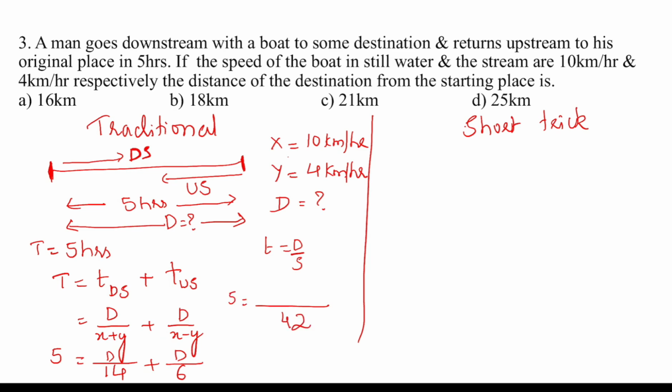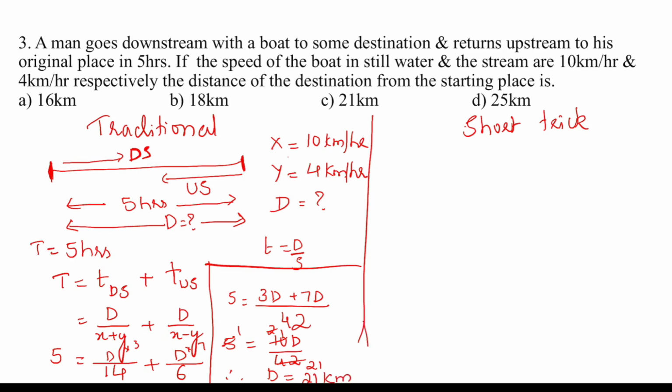Then 5 is equal to, we'll solve here, 3 into 7. So it is 3D plus 7D. So 5 is equal to 10D divided by 42, isn't it? So 5 ones are 5, 5 twos are 10, 2 twos are 42. Therefore D is equal to 21 kilometers. Okay, so we got D is equal to 21 kilometers.